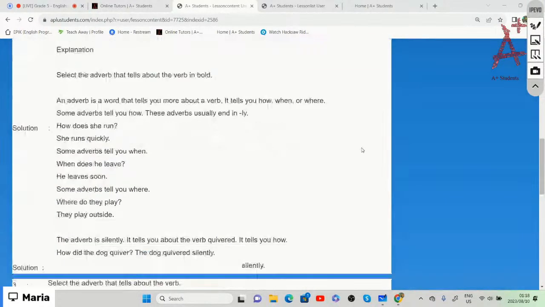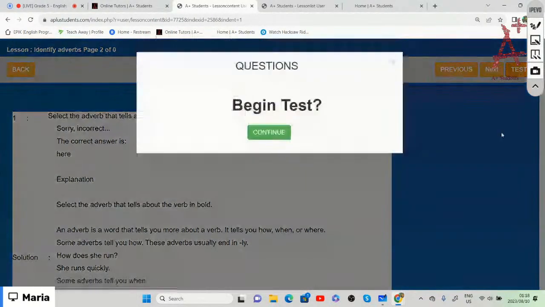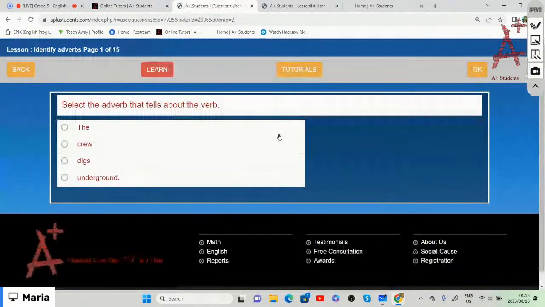So we don't have that. Okay, let us go to our test, right? We're going to go to our test. So now we're going to go to our test.